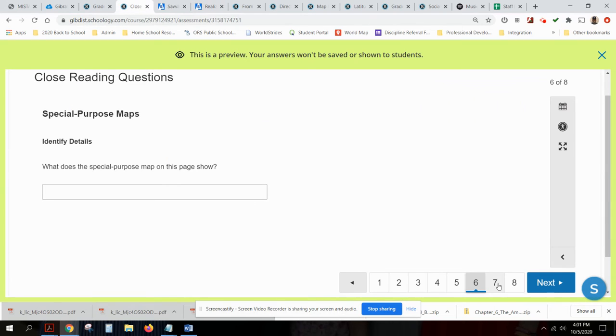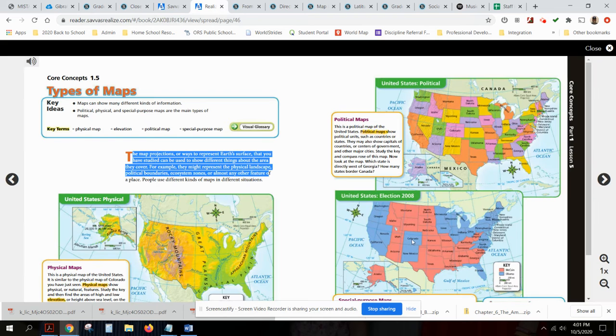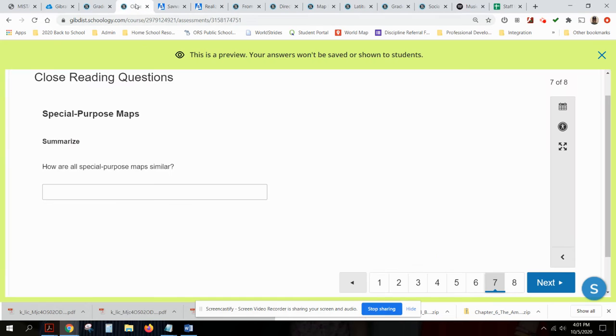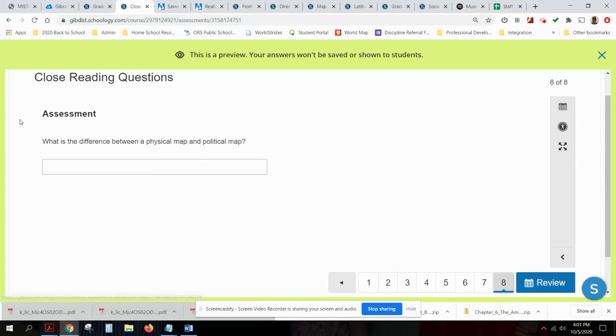The questions go with these pages in the book, so you have to have the pages open. How are special purpose maps similar? Referring to all special purpose maps. For example, all special purpose maps show the location or distribution of human or physical features. Last question, number 8, is the assessment. What is the difference between a physical and a political map? Physical shows natural features, political shows human features.